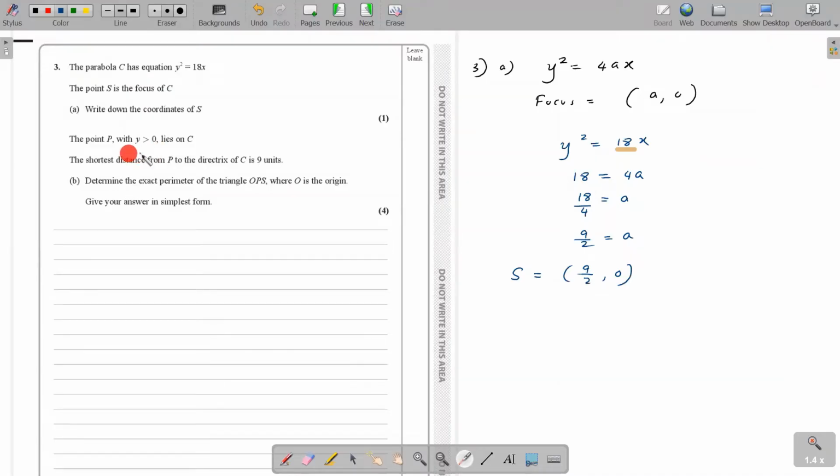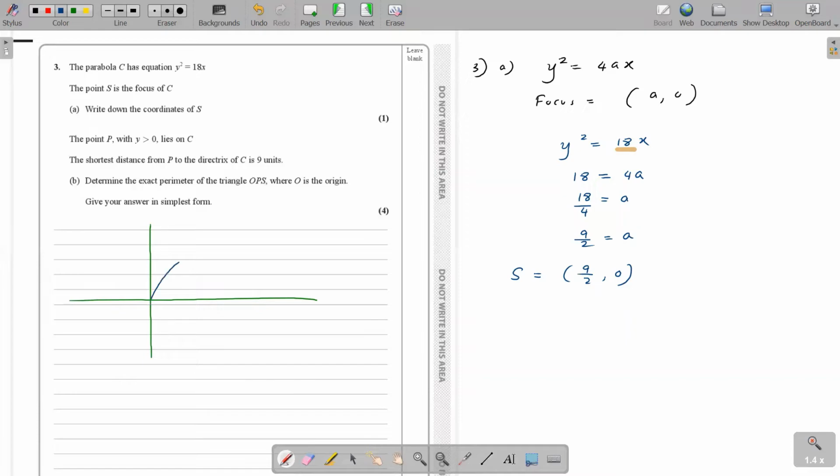Then they say in the next part, the point P with y greater than 0. So make sure you look into this. Y is positive. The point P with y positive lies on C. The shortest distance from P to the directrix of C is 9 units. Do you have a visual idea of what's going on here? Draw a small diagram to understand what's really going on.